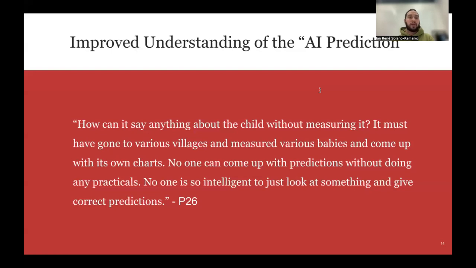The first highlight is that explorable explanations improved the CHW understanding of the AI prediction. Here we can see a quote from P26, who says, "How can it say anything about the child without measuring it? It must have gone to various villages and measured various babies and come up with its own charts. No one can come up with predictions without doing any practicals. No one is so intelligent to just look at something and give correct predictions."